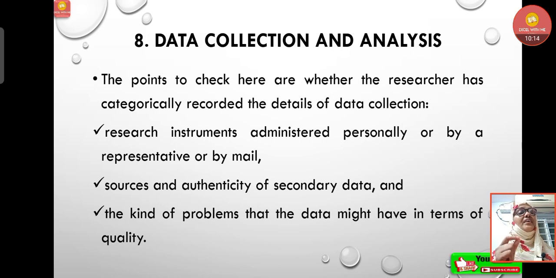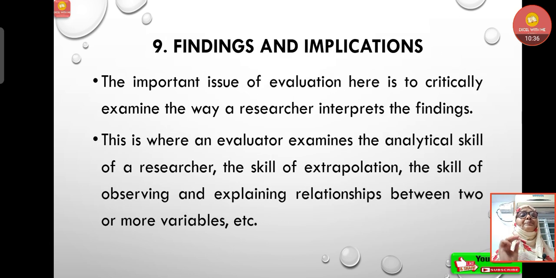Now the eighth one is data collection and analysis. The points to check here are whether the researcher has categorically recorded the details of data collection, that is research instruments administered personally or by a representative or by mail. Second, sources and authenticity of secondary data and the kind of problems that the data might have in terms of quality. Ninth one, findings and implications. The important issue of evaluation here is to critically examine the way a researcher interprets findings.